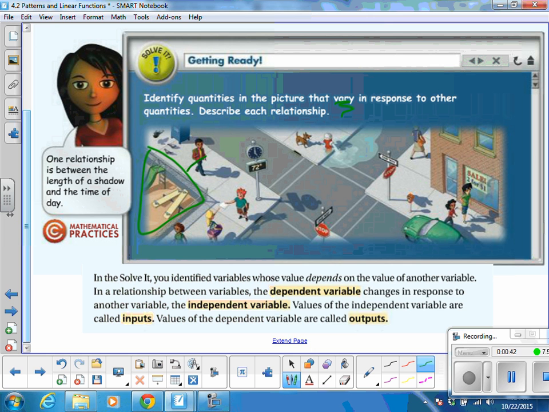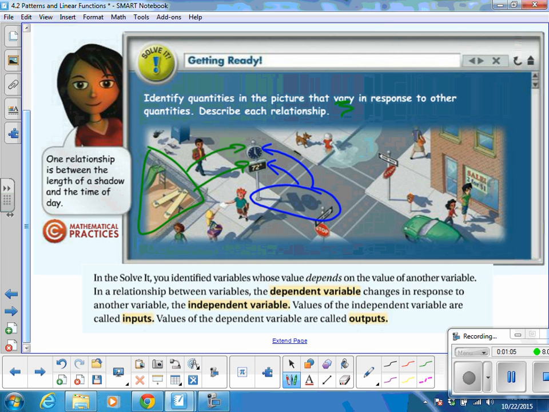Would it be dependent on what time it is? Would the number of kids in the playground depend on what the temperature is? Maybe considering the shadows. The shadows that are being cast, is that dependent on the temperature? Is that dependent on the time? Different things like that. So as you look, there are different variables that depend on each other.